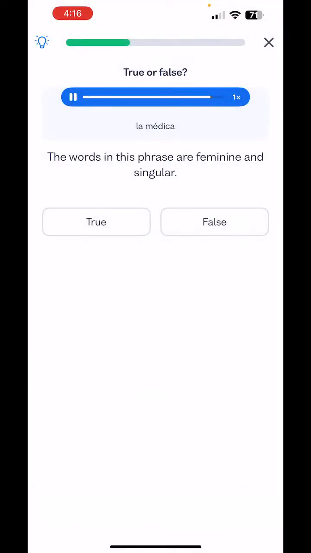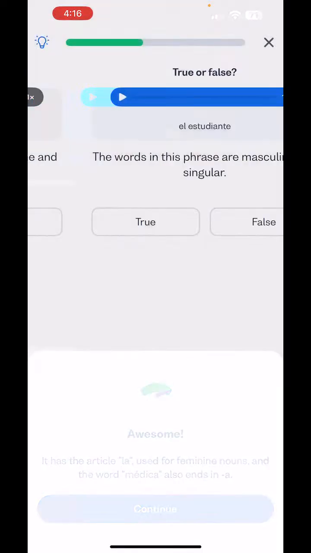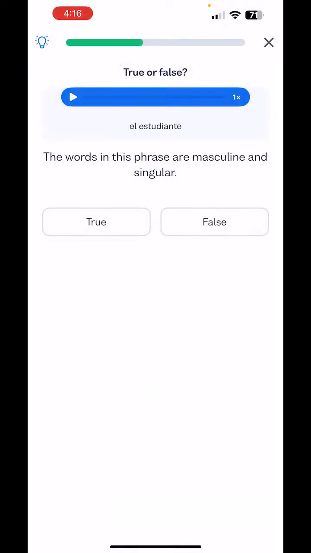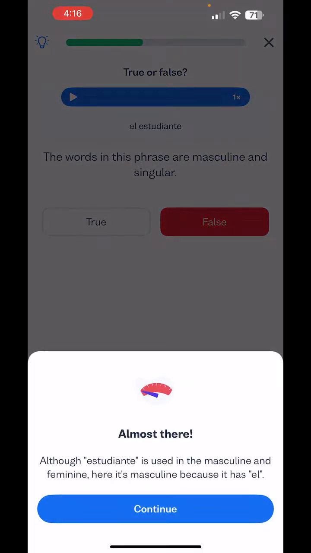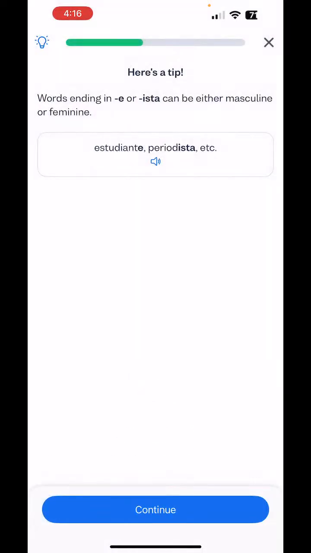La médica. The words in this phrase are feminine and singular. El estudiante. The words are masculine and singular. Oops, why did I press false? That is actually true. Words ending in E or ista can either be masculine or feminine. Estudiante, periodista. Okay, simple enough.